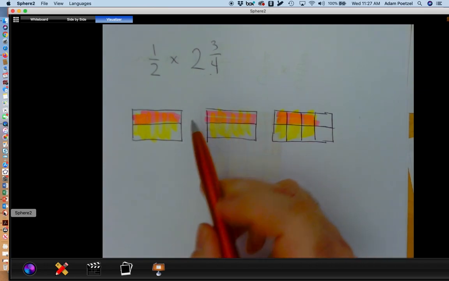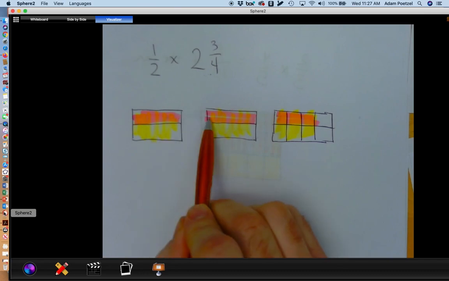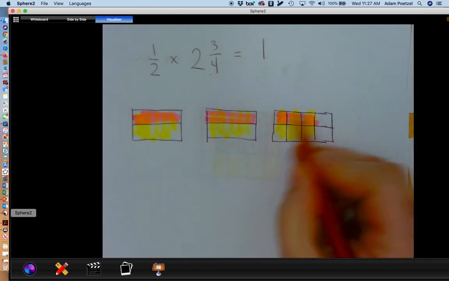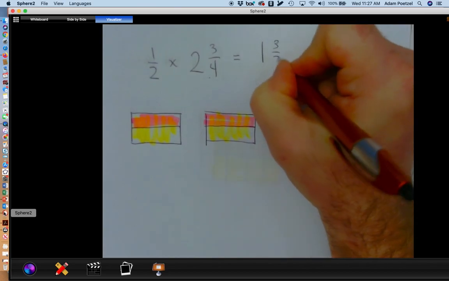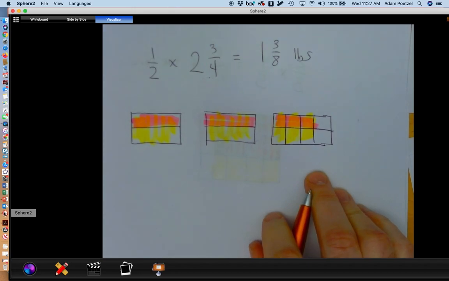Well, how much is that? Again, we could think of it a couple ways. One, we could think of these two together as giving Becky a pound of tofu. And then these 3 pink pieces here would be 3 out of the eighths of the next one. And so we should get that she gets 1 3/8 pounds. And that'd be the same.